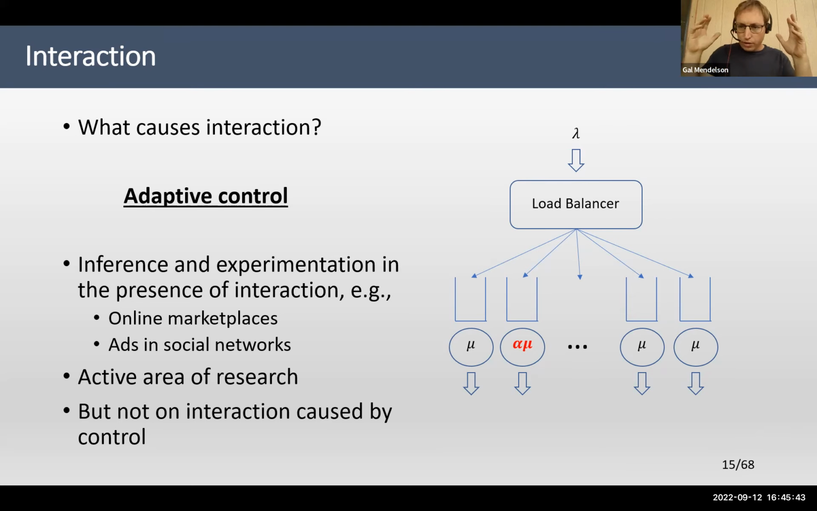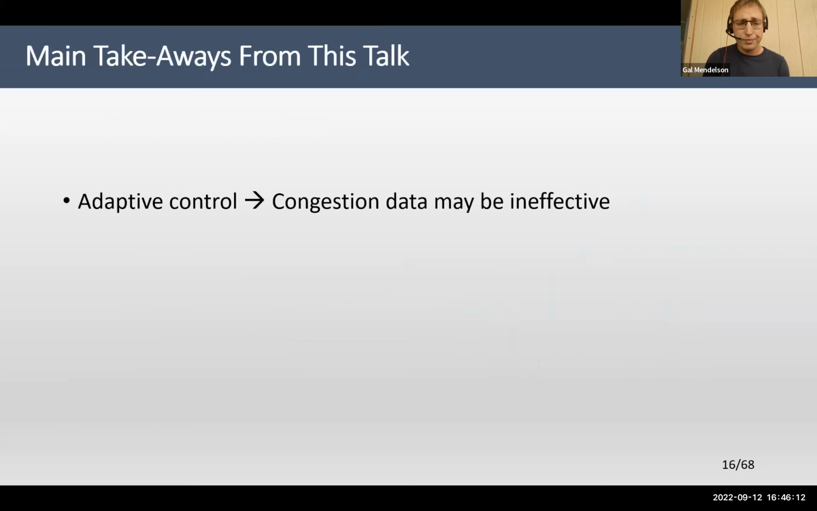Now, on a high level note, this type of thinking about inference and experimentation in the presence of interaction between units, especially in large scale systems, is currently a very active area of research, but as far as we know, not on interaction caused by control in queuing systems, or for the specific task that we're talking about, which is detecting service rate slowdown.